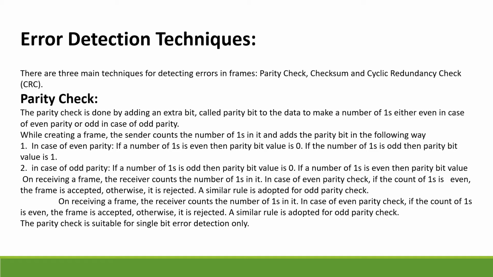Error detection techniques. There are three main techniques for detecting errors in frames: parity check, checksum, and cyclic redundancy check. Parity check: the parity check is done by adding an extra bit called parity bit to the data to make the number of ones either even in case of even parity, or odd in case of odd parity. While creating a frame, the sender counts the number of ones in it and adds the parity bit in the following way.